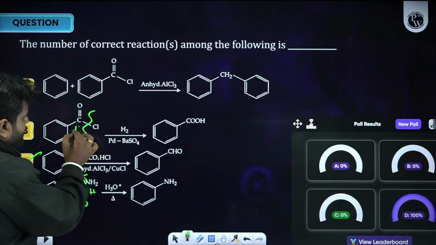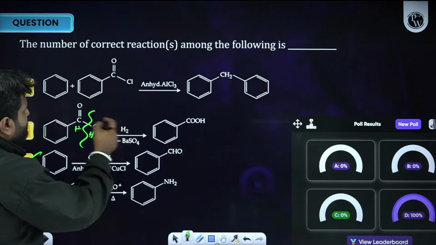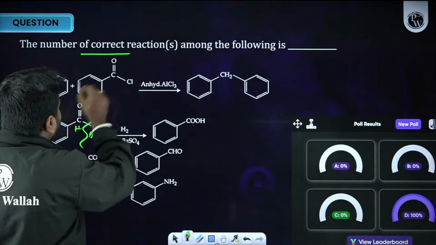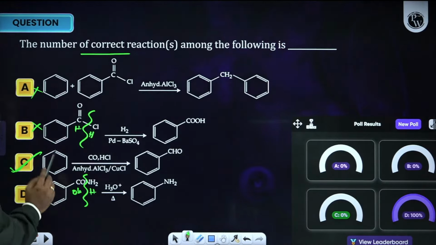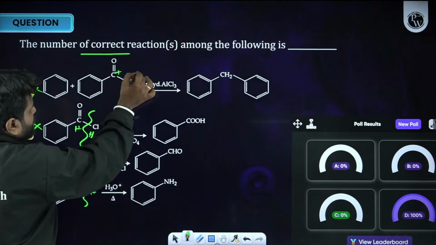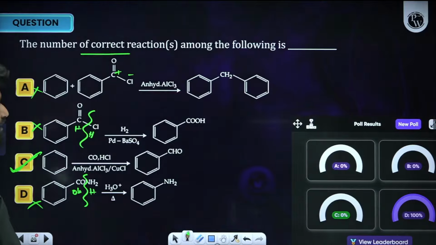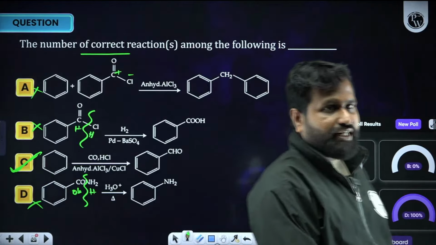Here, in presence of H2, reduction. Yes, so they are asking for the correct one, and these are all incorrect ones. So the correct one is option C. Here this will get a positive charge, this will get a minus charge. So the reaction will be different. Option C is the correct reaction.